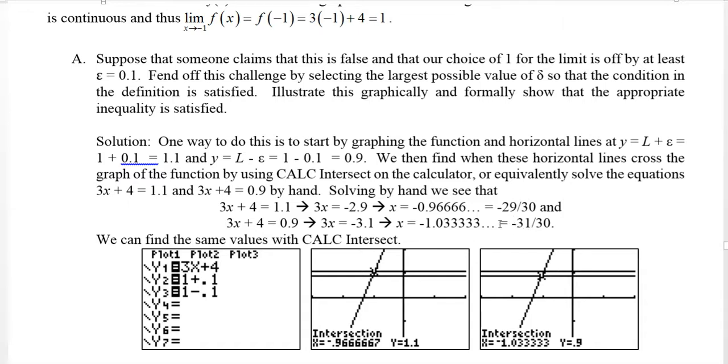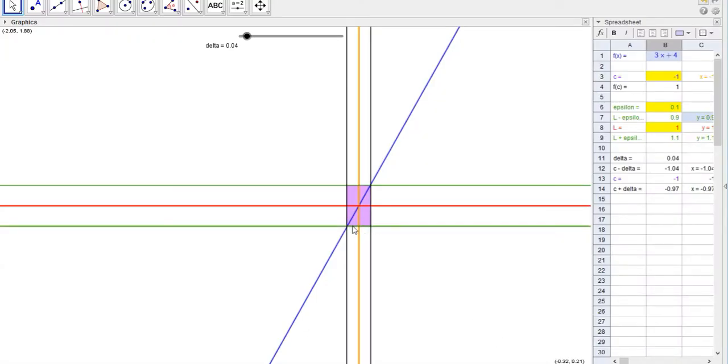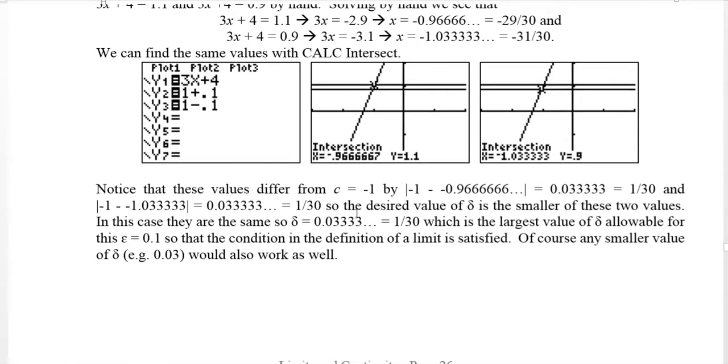Now, those are the corresponding x values for what? For this box right here. That's the x value of these two vertical lines where it crosses at the corners. What are the corresponding deltas for those? In other words, what's the distance from the orange line to each of these black lines? We know that if we take negative 1 minus negative 0.96 repeating, and then take the absolute value, that is 0.0333 repeating.